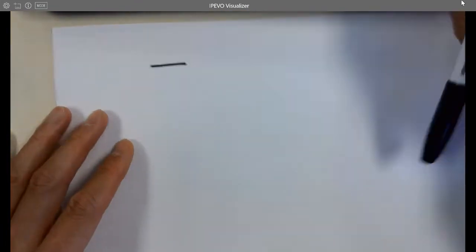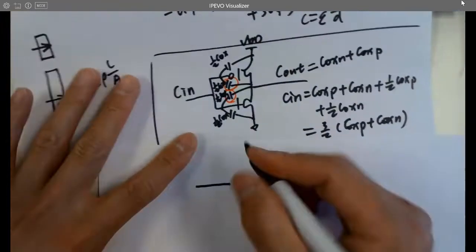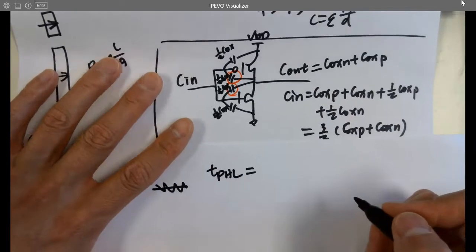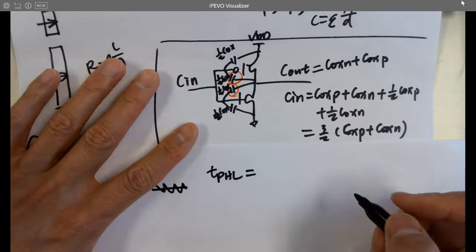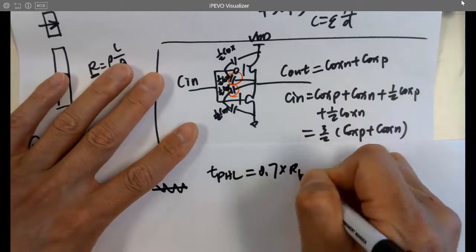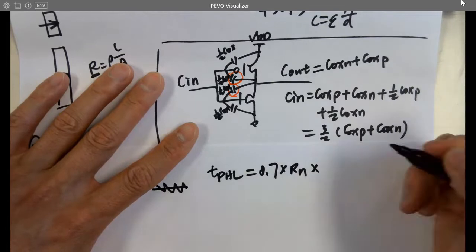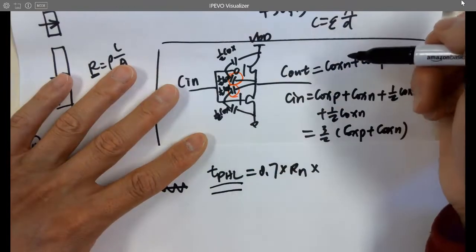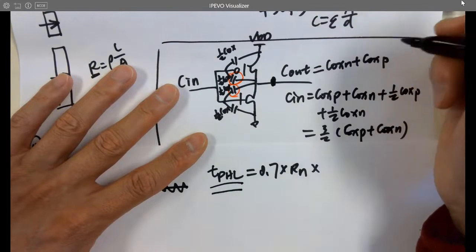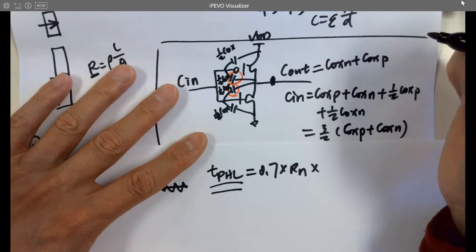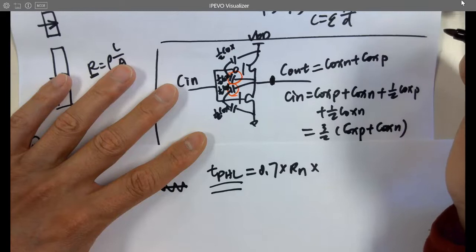Okay. So for the inverter here, what is TPHL? HL. Which one is doing that job? NMOS, right? So this is 0.7 times Rn. That's the channel resistance of the NMOS times. So for this one, you are looking at which node? VL. I guess it would be our C out. What is C out?